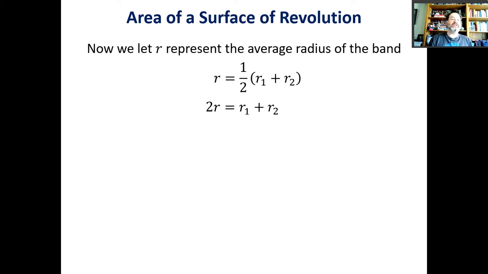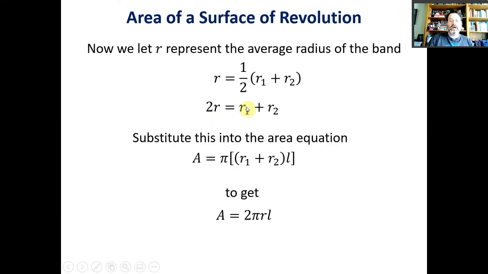So now we're going to define a new radius, R. We're just going to call it the average radius of the band. So we just take the small radius and the big radius and we average them, right? Add them up, divide by 2. So that means 2R, just multiply both sides by 2, right? So 2R is R1 plus R2. And then put this whole thing into here. And you get this amazing, very simple formula.